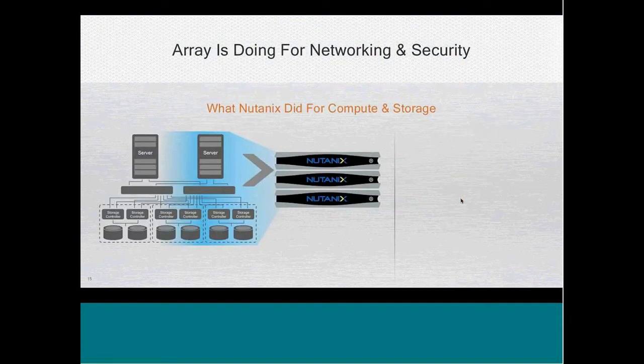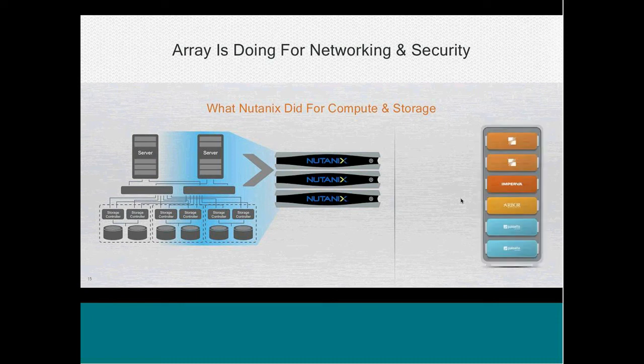So in a nutshell, Array is doing for networking and security exactly what Nutanix did for compute and storage. Remember, a data center, an IT, has four pillars: compute, storage, networking, and security. Nutanix hyperconverged compute and storage. Array Networks hyperconverges networking and security. Same concept. So if you've used Nutanix, or if you're thinking about Nutanix, then this will complement your Nutanix approach. These are very complementary solutions.